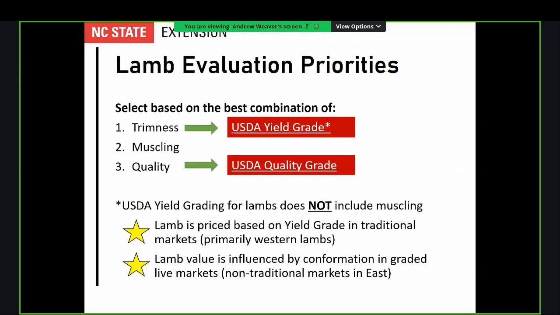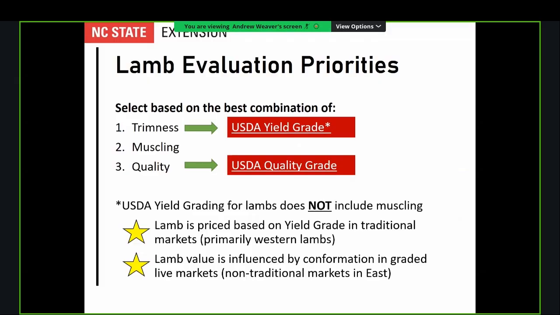And so we see in most of these non-traditional markets, lambs are going through graded live sales, where lambs are graded, assigned a quality grade based on visual appraisal. And that visual appraisal is oriented towards evaluating thickness, shapeliness, and muscling attributes. But it's all visual, right? We're not actually collecting any carcass measurements when we're doing that. So they're sold on a live basis. They're graded live.